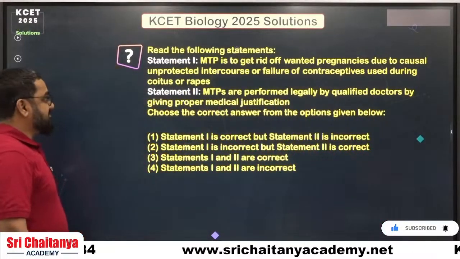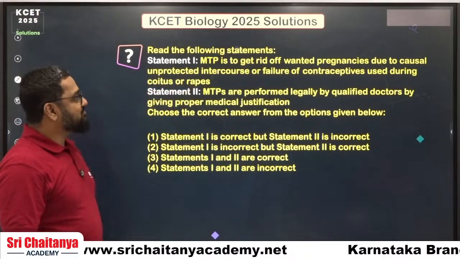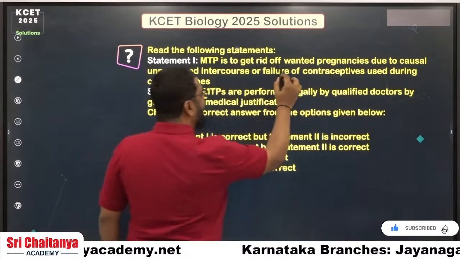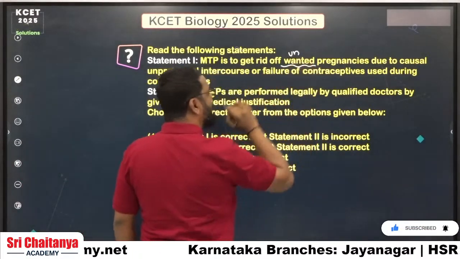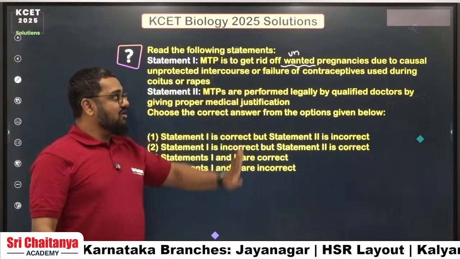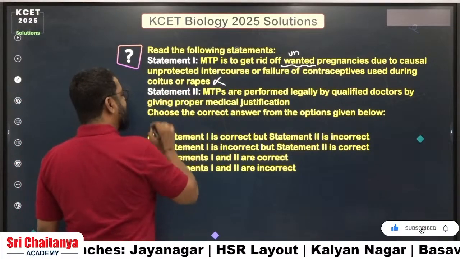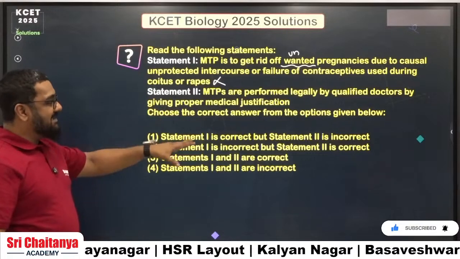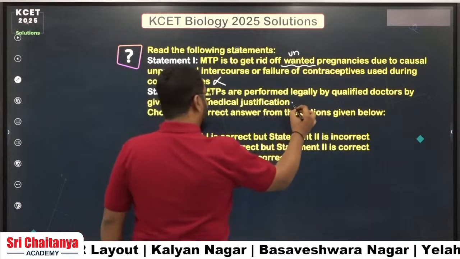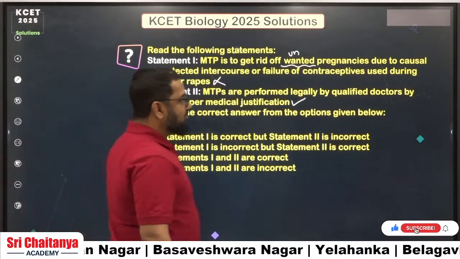Read the following statements. I made a primary mistake while reading the question, so it is logical, even you would have. Both are NCERT statements, one word is wrong here. MTP is to get rid of wanted pregnancies. This should have been unwanted pregnancies due to casual unprotected intercourse or failure of contraceptives used during coitus or rapes. Obviously, statement 1 is incorrect. Statement 2, MTPs are performed legally by qualified doctors giving proper medical justification. This is obviously right. So, statement 1 is incorrect and statement 2 is correct. Option 2 is the right option.